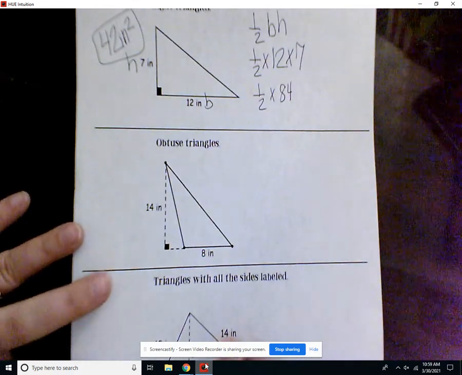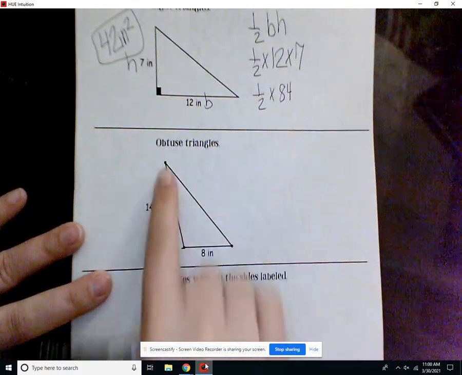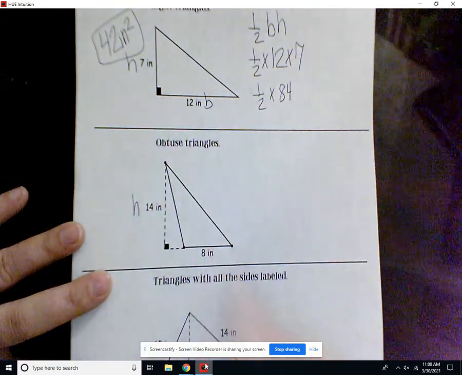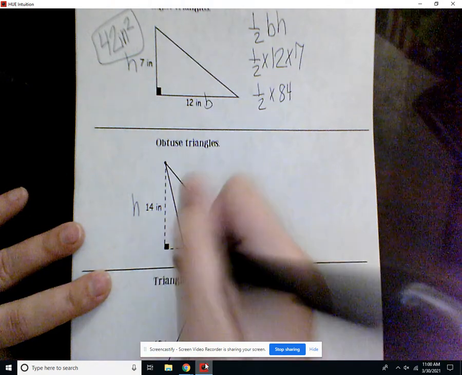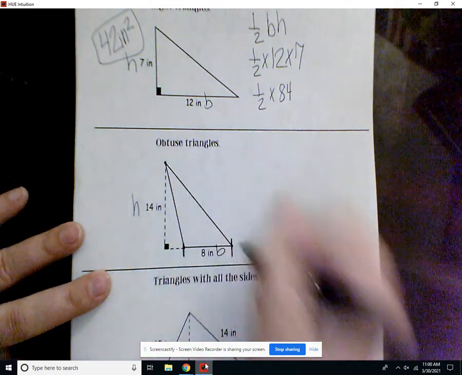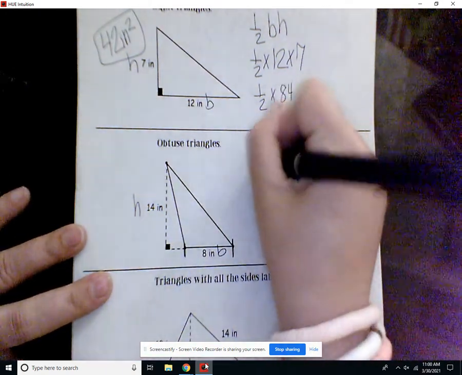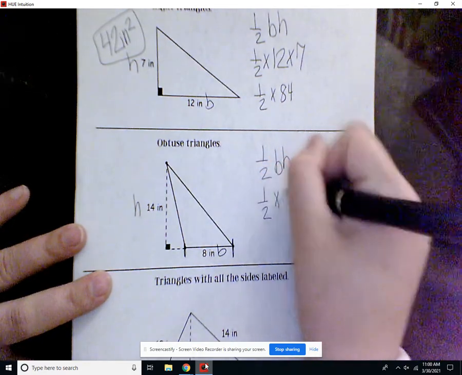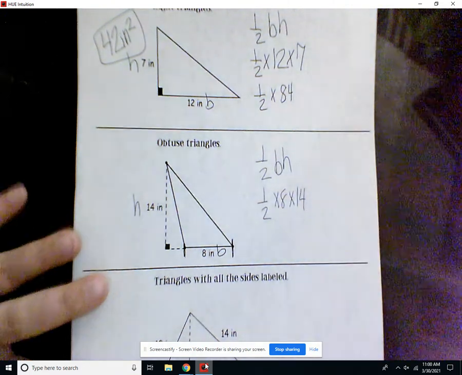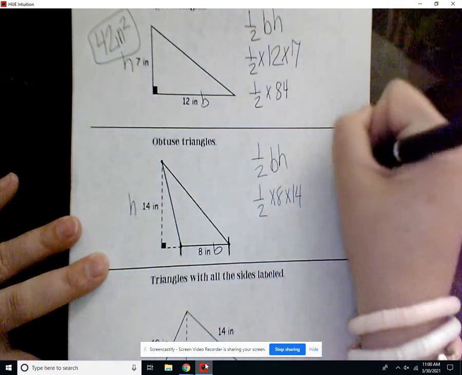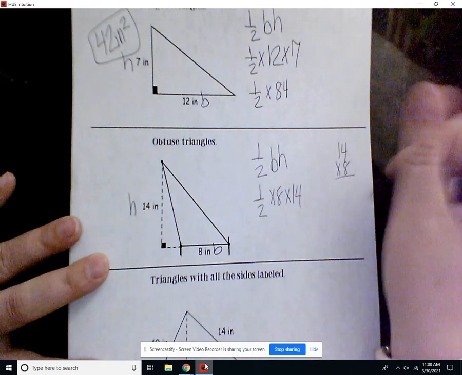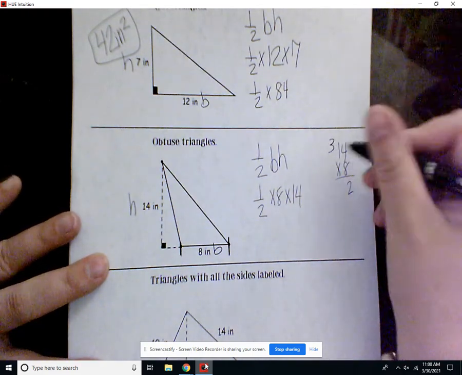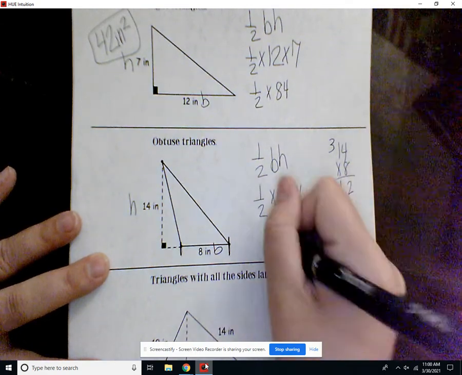Okay, obtuse triangle. So your base, this one looks weird because I think we have to do some adding. So your height is 14, but your base is still 8. It's where it starts and where it ends of the triangle. That's your base. So plug it into our formula. So base is 8, height is 14. And then multiply 14 times 8, since it's a bigger number. 8 times 4 is 32. Carry your 3. 8 times 1 is 8, plus 3 is 11.